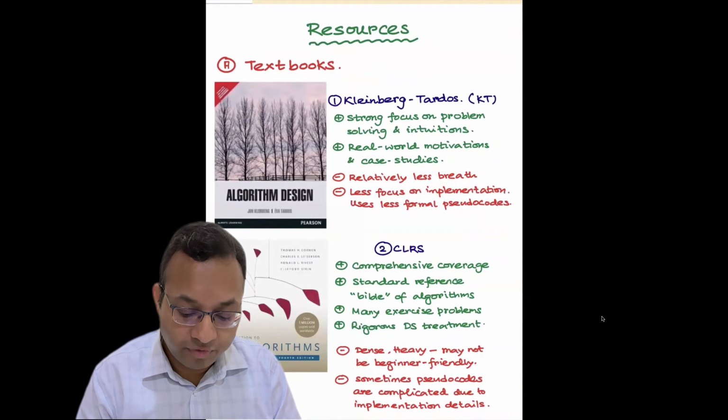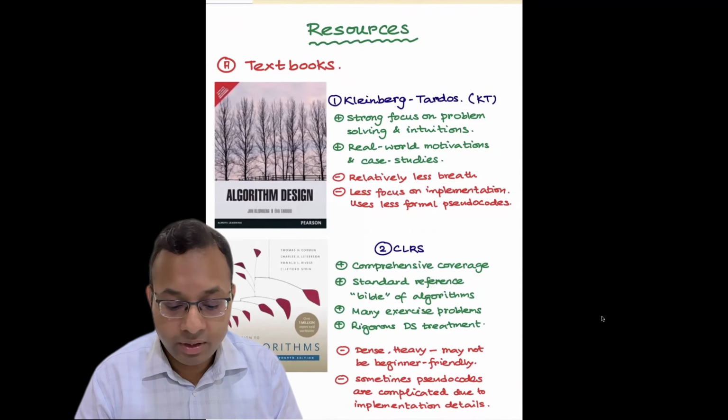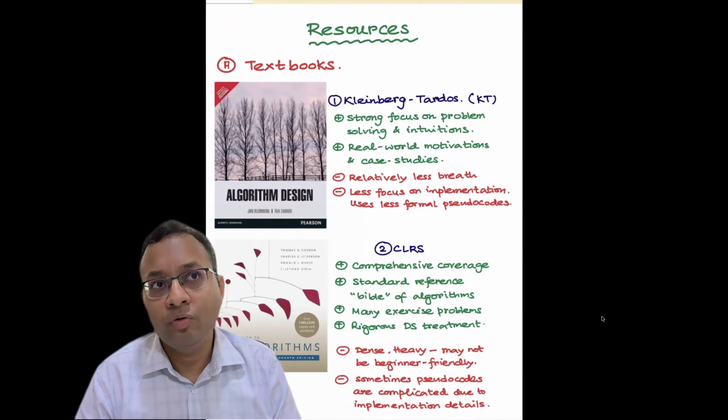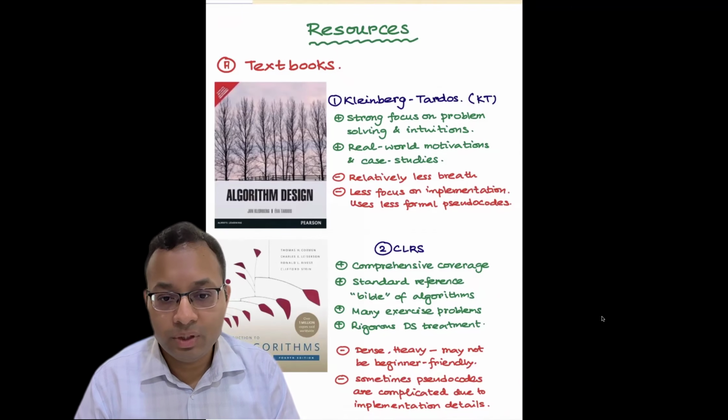For example, the first book that I normally follow for the course is Kleinberg and Tardos. And this book is excellent. It has strong focus on problem solving and intuitions. It has very nice case studies and real world motivations. So if you're a beginner, this book is quite good. In a way it has less breadth compared to the next book, CLRS, and it has more focus on intuitions rather than the formal implementation. But I like more intuition over the formal pseudocodes. So it's one of my favorite textbooks.